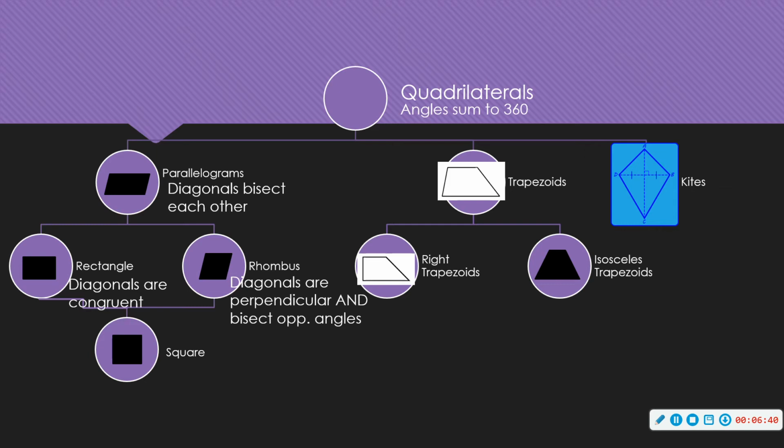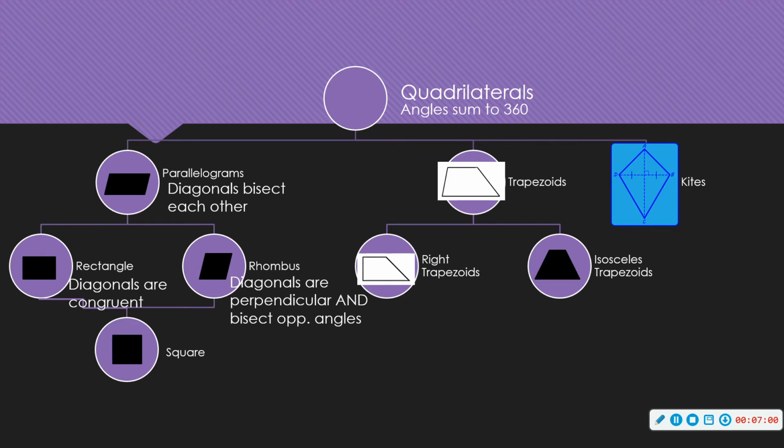A rhombus also has a fun diagonal feature that is unique to rhombus, and that is that they are perpendicular to each other. So like the kite, they cross at a 90 in the middle, and then when they hit the opposite angles, they actually cut those angles in half. So they bisect opposite angles.